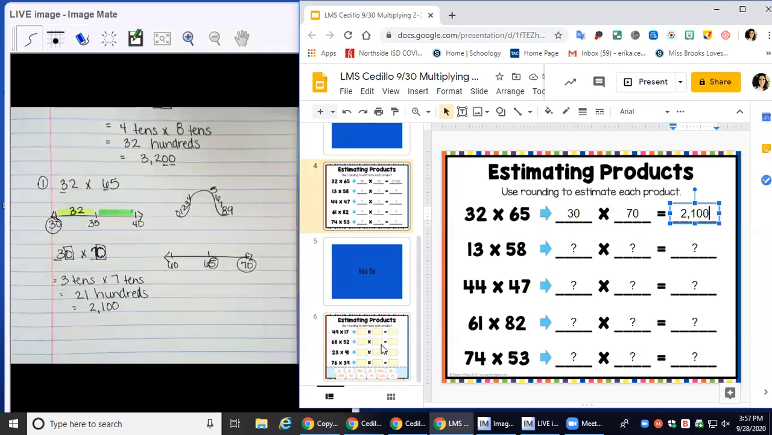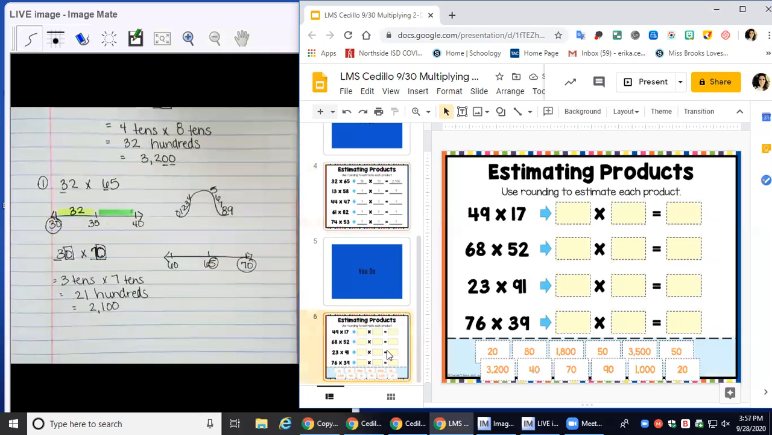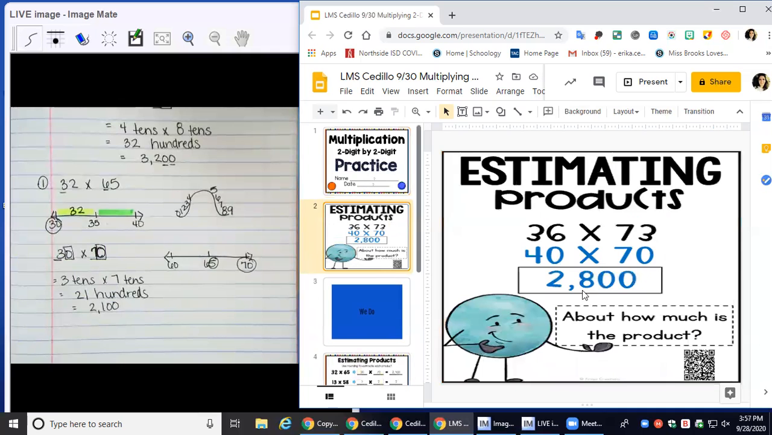And so your job is going to be to do that exact same process, but you're doing it with the drag and drop. Okay, if you have any questions, please again refer back to this video, or you can always go back and look at the video in your anchor chart.